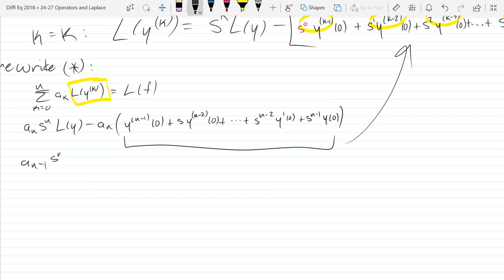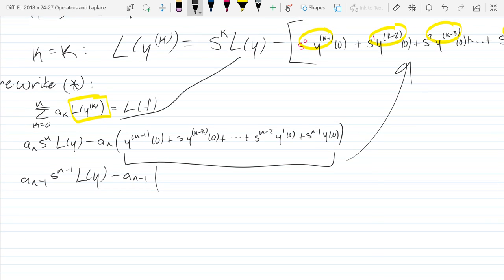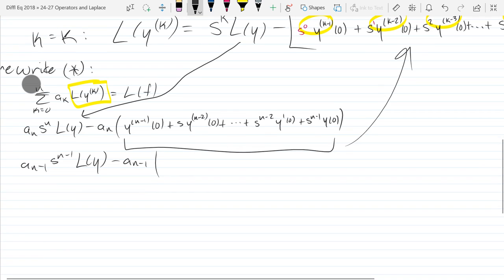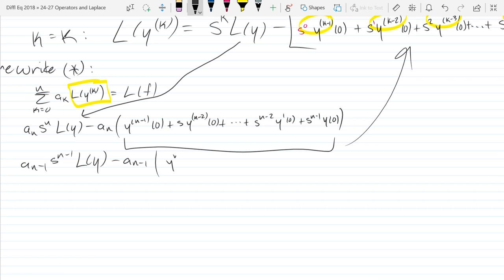So our next one is a_{n-1}, s^{n-1}, L of y, minus a_{n-1}. Oh, and I am bringing the s^k term out to the front, so it doesn't really fit the rest of the pattern because it has the L of y on it. y^{(n-2)} of 0 plus s y^{(n-3)} of 0 plus s^{n-3} y prime of 0 plus s^{n-2} y of 0. Alright, so our first one was k equals n.